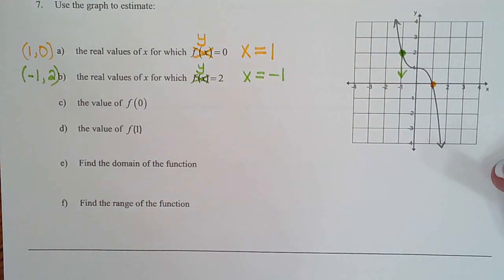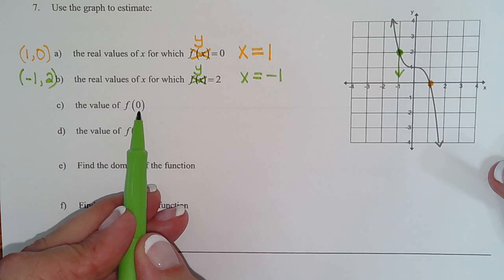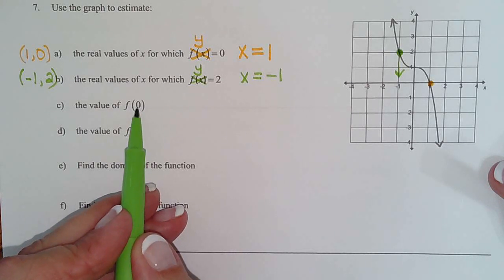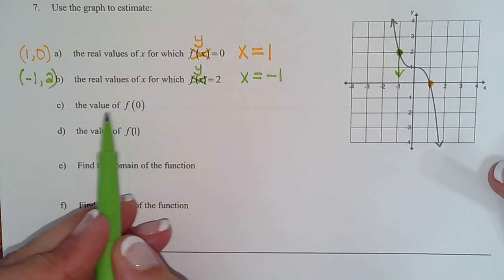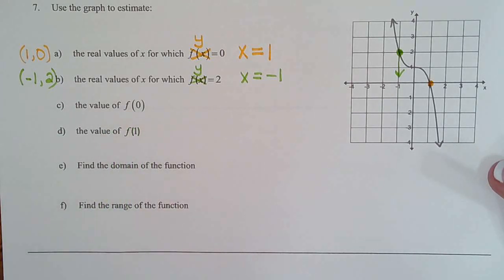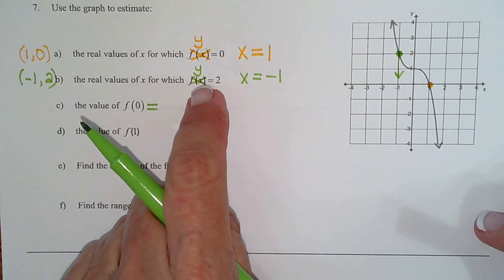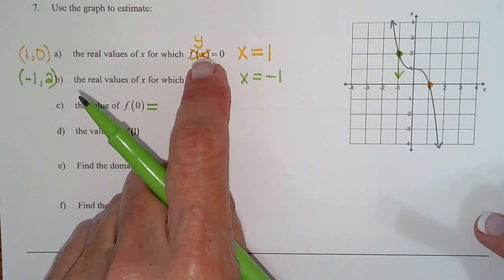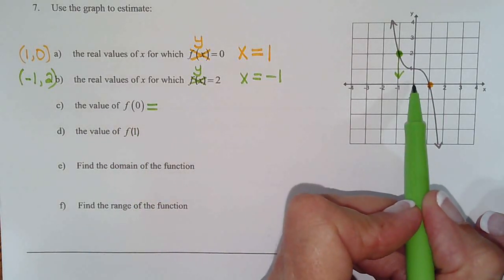Okay, now they're switching gears. Now what are they giving us? What is it that's always in parentheses? The x. So when x is 0, it wants to know what is y. Whatever's in parentheses, and you can look up here, x is always what's in parentheses. So when x is 0, what's y?